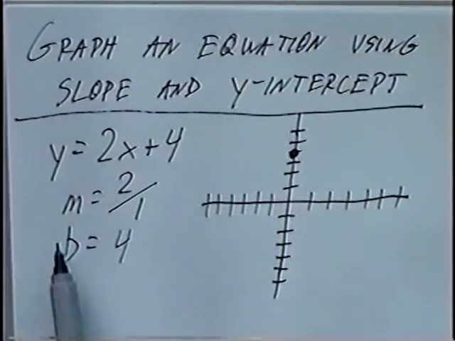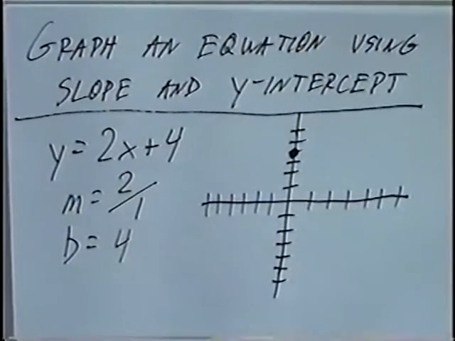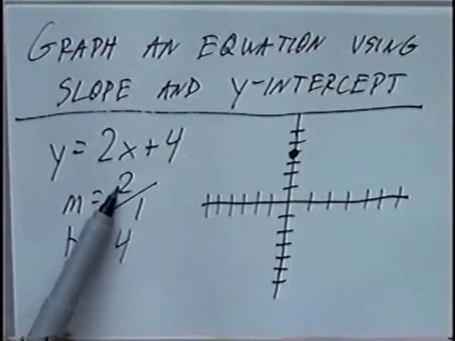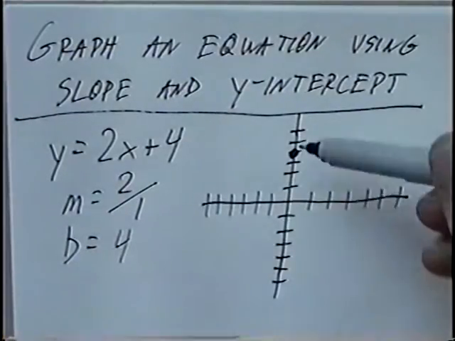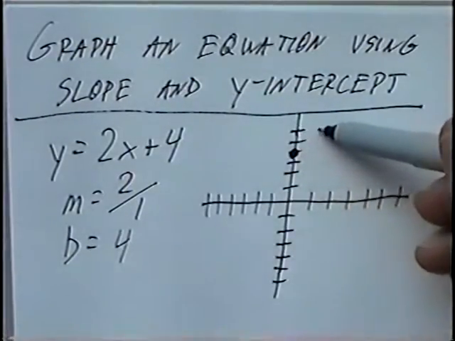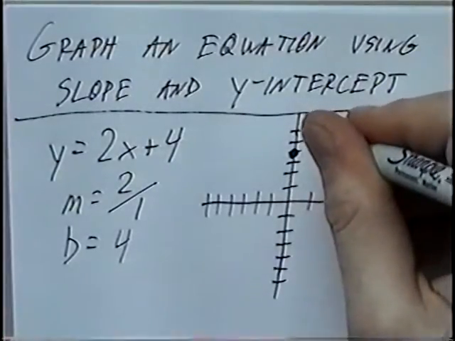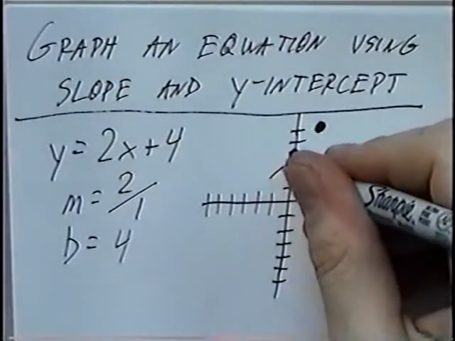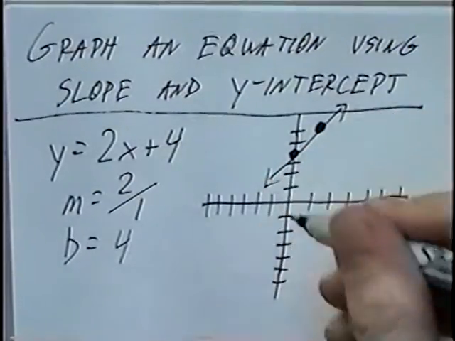From this point, the slope is 2 over 1. If you remember, slope is rise over run, so we'll go 2 spots up and 1 spot to the right. We'll have a second point. And when we have 2 points, we can connect them to get the line for the graph.